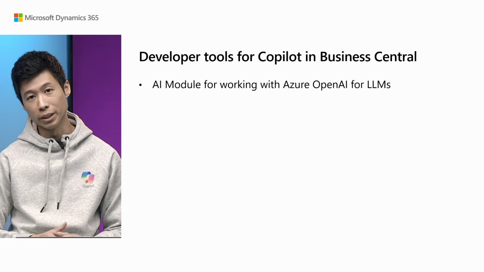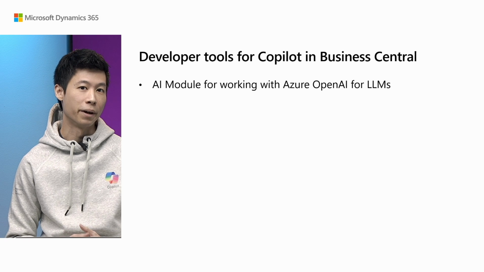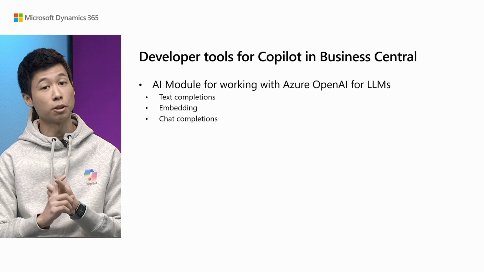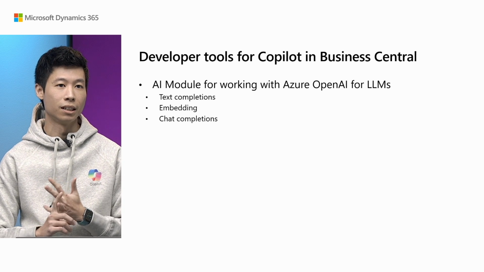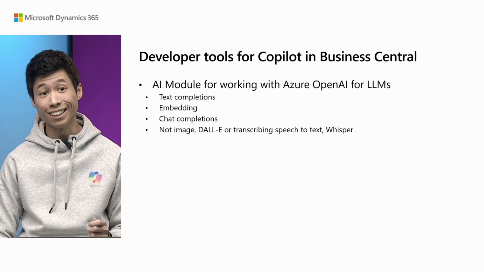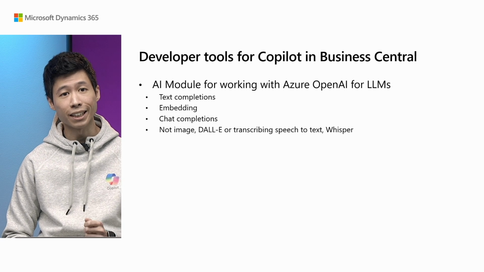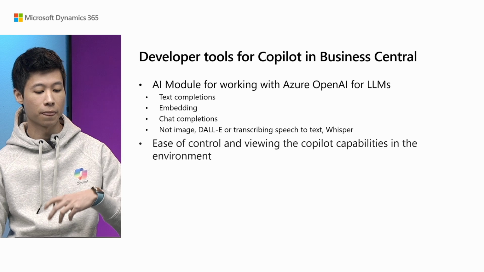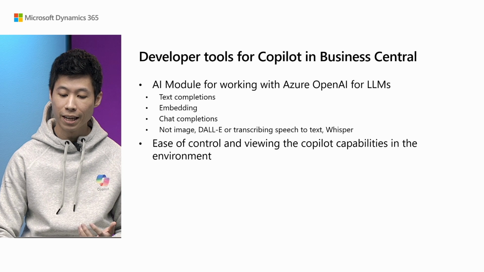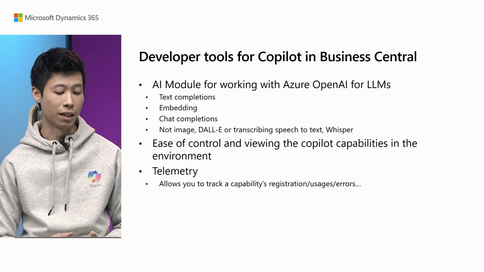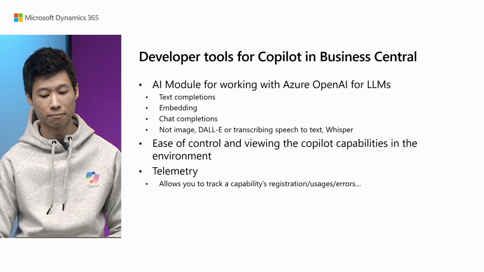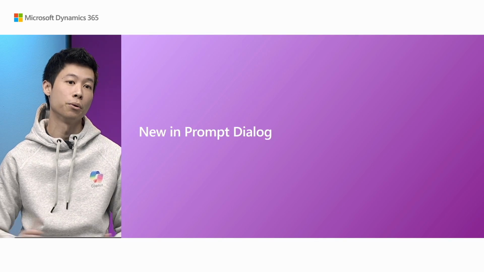Additionally, we have the AI module, which is in the system application for working with Azure OpenAI, specifically for large language models. So you have calls to text completions, getting the embeddings, or chat completions. I do want to highlight it is not for image, for example, with DALL-E, or transcribing speech to text with Whisper. The module also gives you ease of control and viewing of the Copilot capabilities within your environment. And it also gives you telemetry, allowing you to track like a capabilities registration, usage, and what errors you might find.